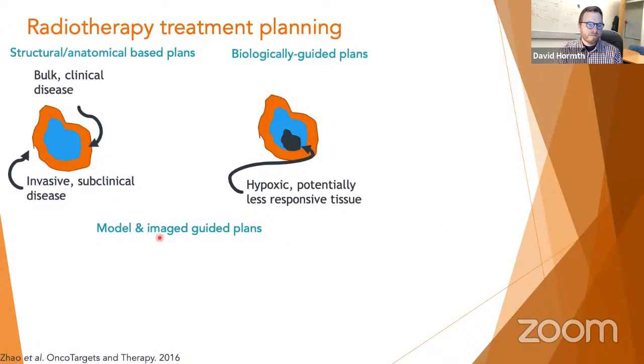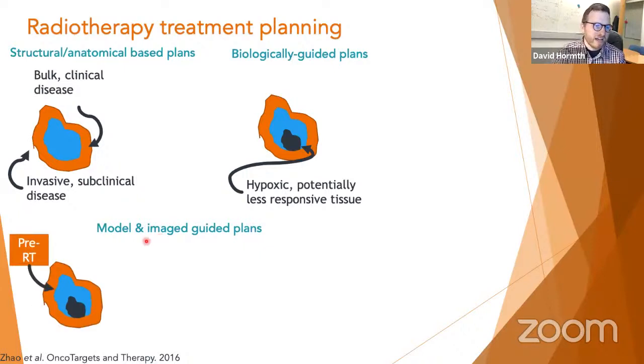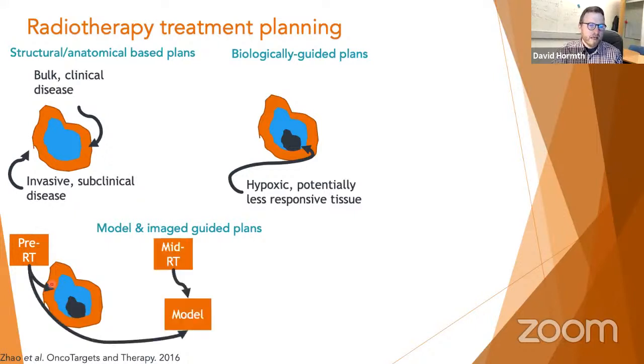So this is the model and image guided plan that I'm thinking about for our research. The idea is that we'd have a baseline image. This is going to define the structural and anatomical plan and the biologically guided plan, like we see above, where they're going to begin treatment and then maybe have a second MRI during the middle of treatment. With these two images, the baseline and the mid treatment MRI, we're going to use these two imaging types to calibrate our model. This is going to tell us something about how well the patient is responding to that radiation therapy after just 1 week of radiation therapy.